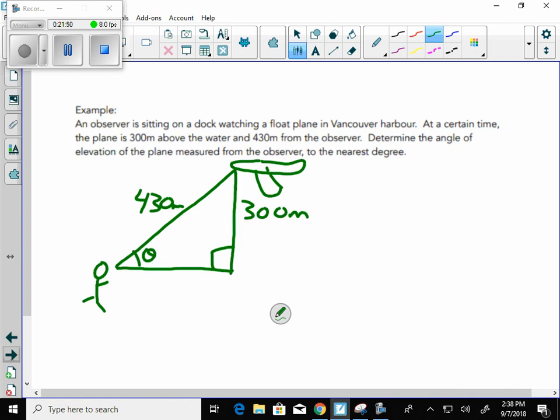Look, if this is the angle, then this is opposite, and this over here is adjacent. What side is across from the 90 degrees? The hypotenuse. Hypotenuse, there you go. Try that now.